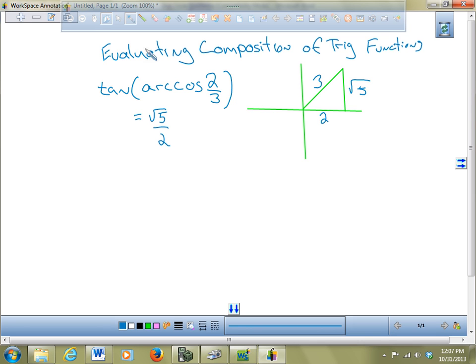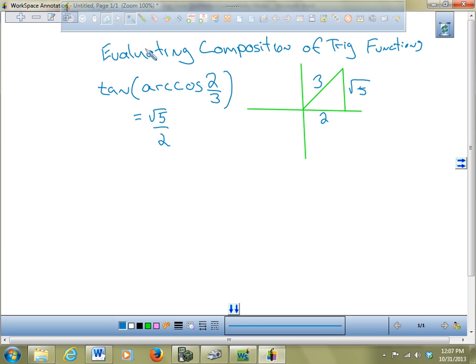Can you graph these compositions? Yeah, you could graph them. I'm not sure what they look like. You could plug that into your calculator and get the same answer, root of 5 over 2, but it wouldn't be an exact answer.